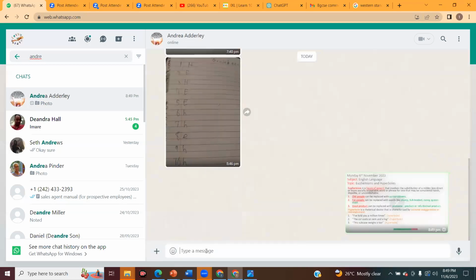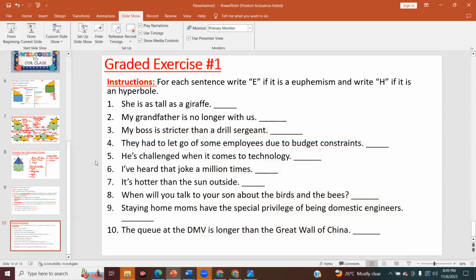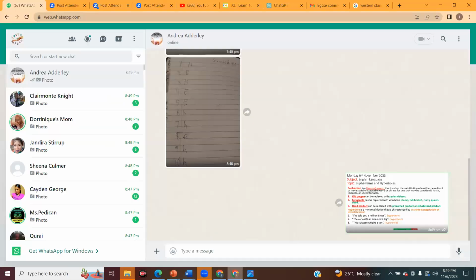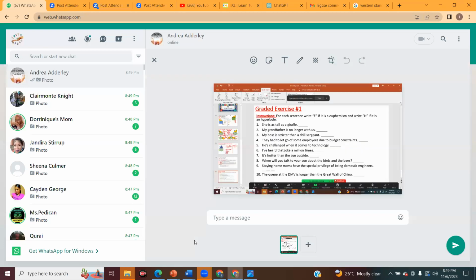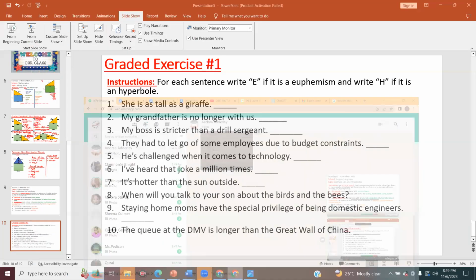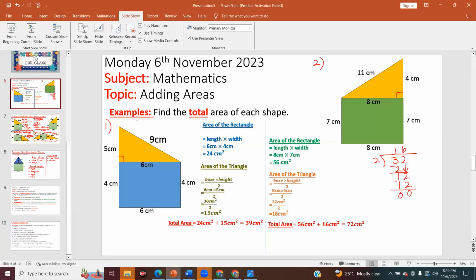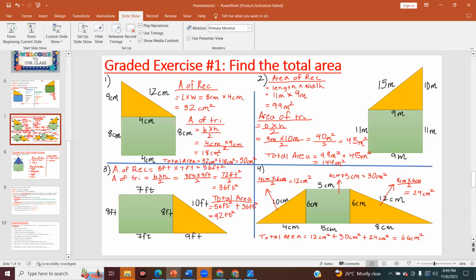Go ahead, you could send me the math notes one time, please. Yeah, let me do that. Thanks. For the math notes. All right, once you finish with the English, take a picture of it and send it to me via WhatsApp. We have to go over the answers very soon. Again, once you finish with the English, take a picture of your work and send it to me via WhatsApp.